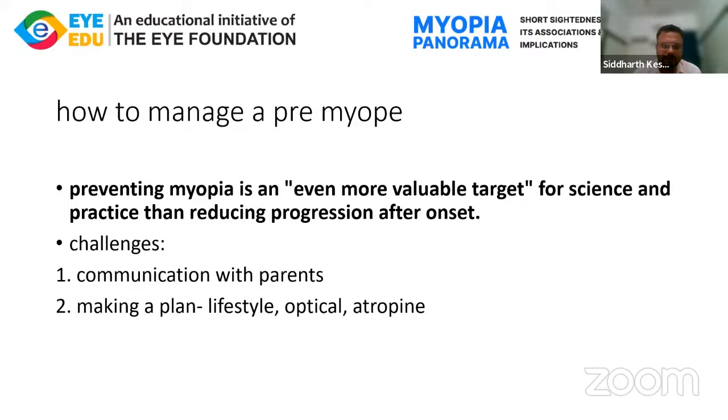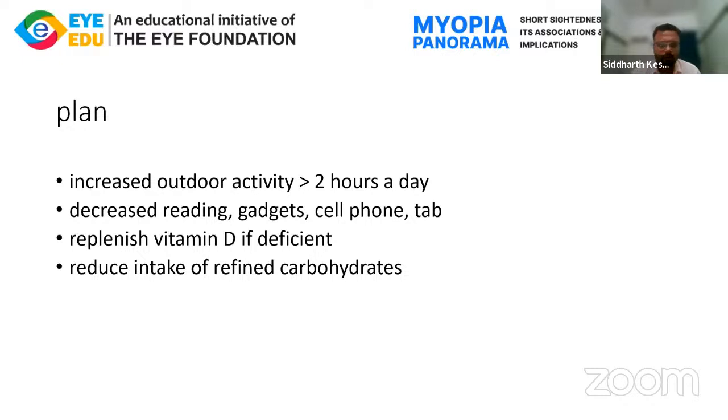Now, the challenge is that you have to communicate to the parent that your child is going to get myopia and you have to do something about it. Many parents will say, right now he doesn't have any problems, so we don't want to do anything. But it's very important to explain to them. If the parents have glasses, then it's easier to explain. If parents don't have glasses, it is a little more difficult to explain. And then you have to make a plan. What is the best appropriate line of treatment for them? So what is the plan?